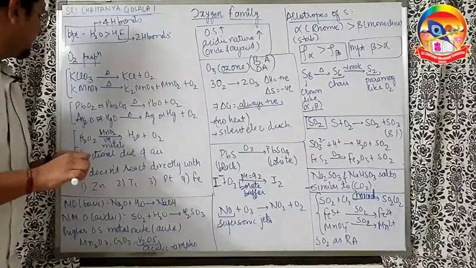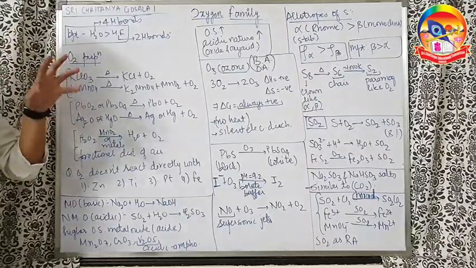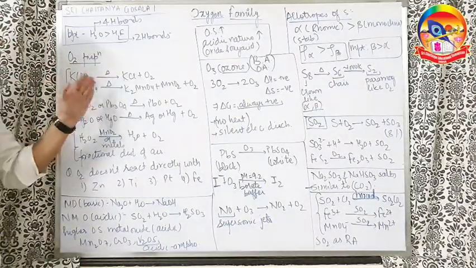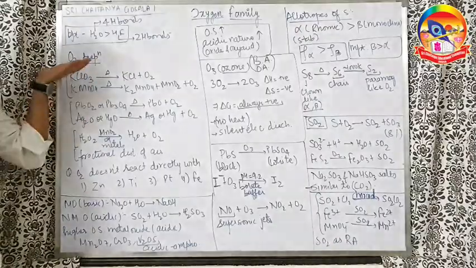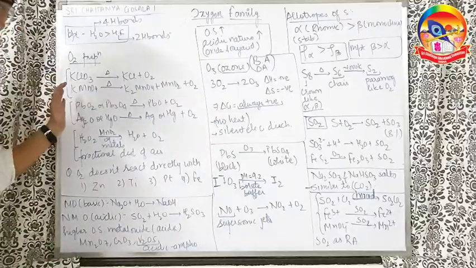Talking about O2 preparation here, take any higher oxosalt. What is oxosalt? A salt containing oxygen. So like KClO3, KMnO4, they are at a very high oxidation state, having a lot of oxygen. So when you heat them, O2 gas comes out.